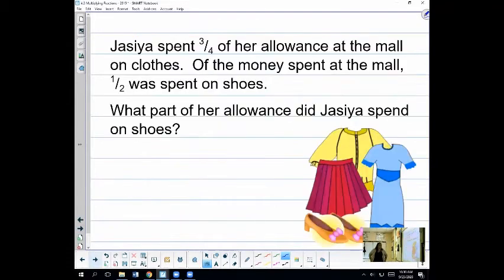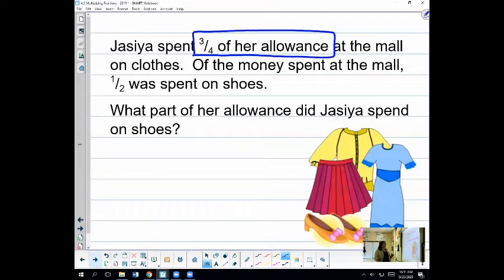Okay, the ones that are harder are these word problems. So knowing, again, how do I know it's multiplication versus something else? So let's think about it this way. Josiah spent 3/4 of her allowance at the mall on clothes. Of the money she spent at the mall, half was spent on shoes. I don't want to know the actual amount because they didn't tell me how much she had, right? What part of her allowance did Josiah spend on shoes? So we don't know how much she had. We just know she spent 3/4 of her allowance at the mall. Okay, so she didn't spend all of her money.